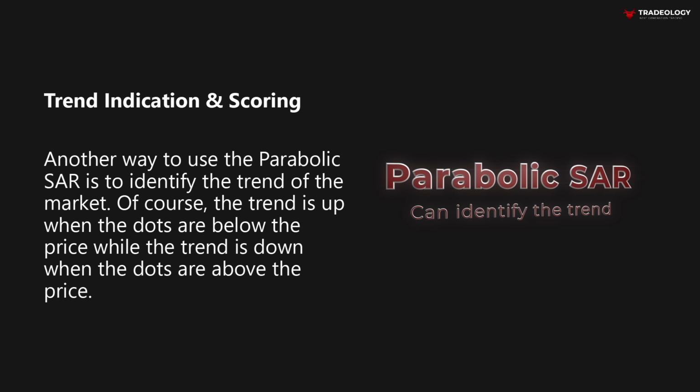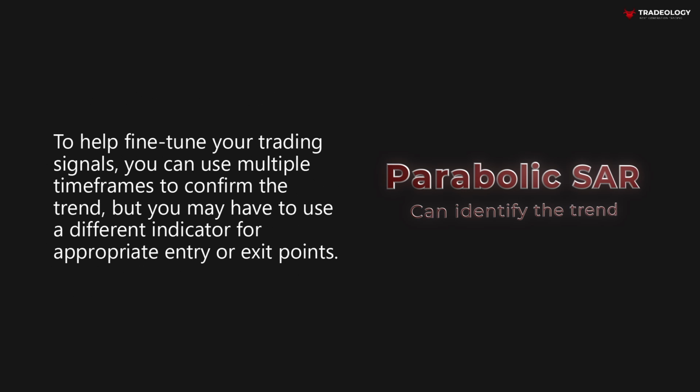Of course, the trend is up when the dots are below the price, while the trend is down when the dots are above the price. To help fine-tune your trading signals, you can use multiple timeframes to confirm the trend, but you may have to use a different indicator for appropriate entry or exit points.